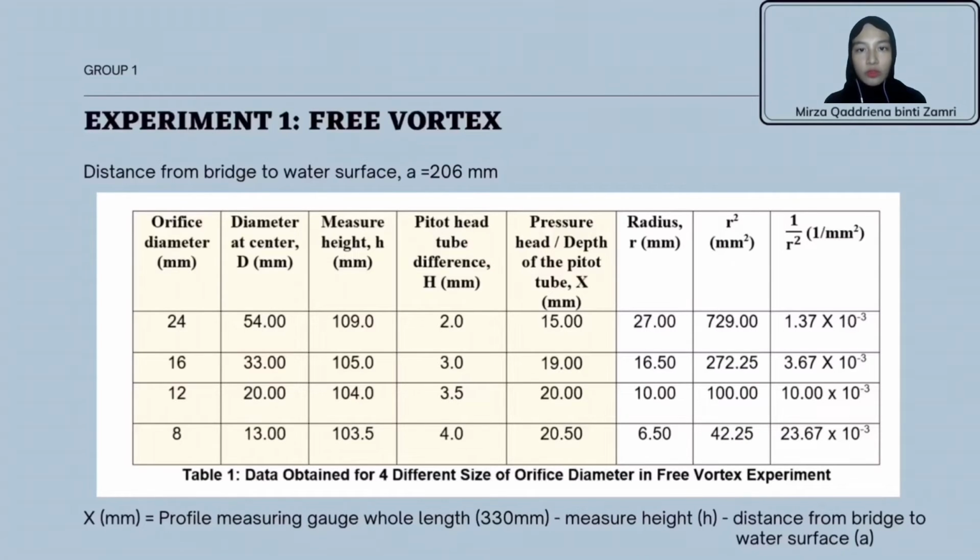This slide shows the value of the pressure head X, which was obtained by using the formula X equals profile measuring gauge whole length minus measuring height minus width A, which accounts for 206 millimeters. The radius was also obtained.